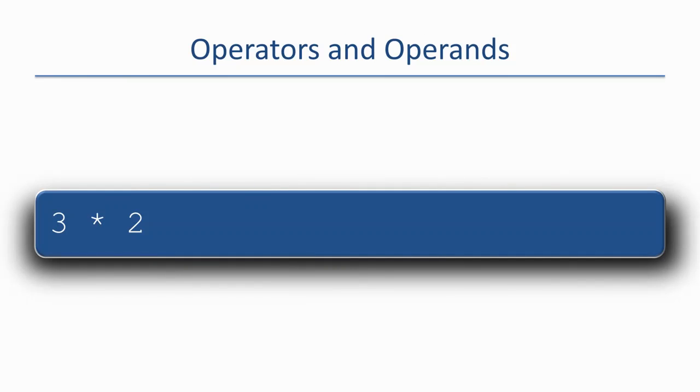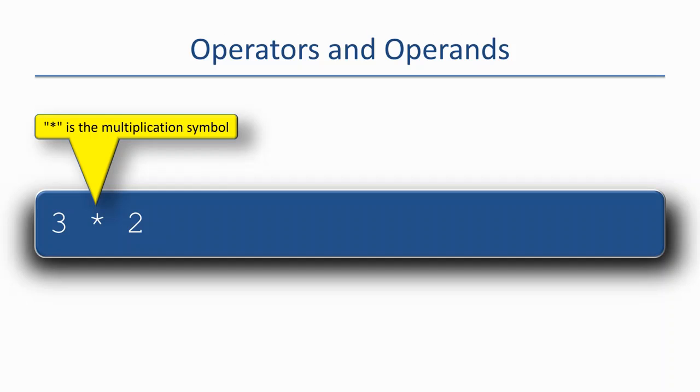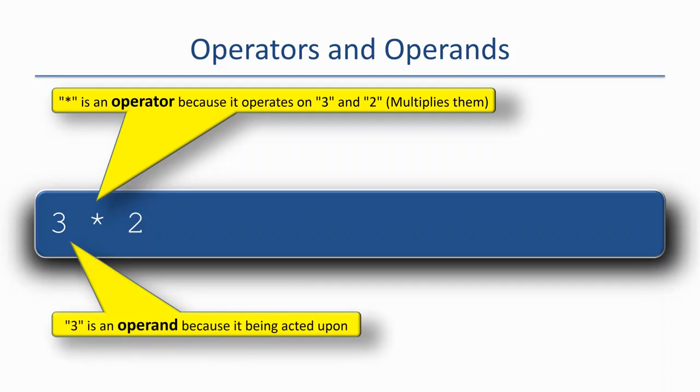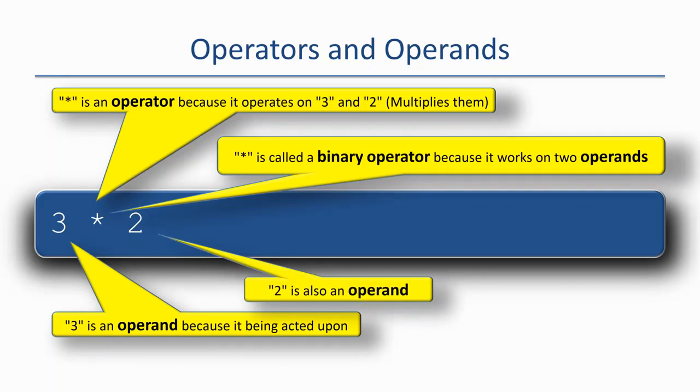In Python, when you write the expression 3 times 2, first of all, the asterisk is the multiplication symbol, and you're asking Python to multiply 3 by 2. Notice that this multiplication symbol is an operator because it operates on 3 and 2. That means it basically takes them and multiplies them together. Second, 3 is called an operand because it is being acted upon. And of course 2 is also another operand. And last, the asterisk is called a binary operator because it works on 2 operands.